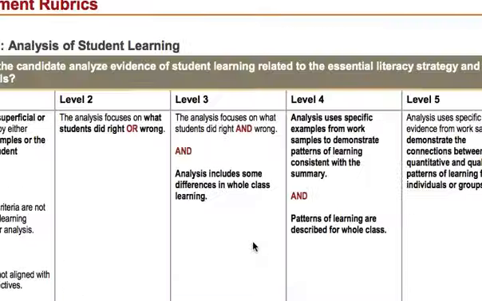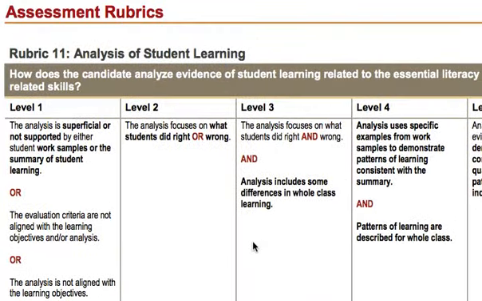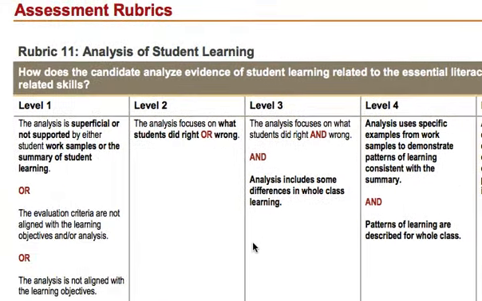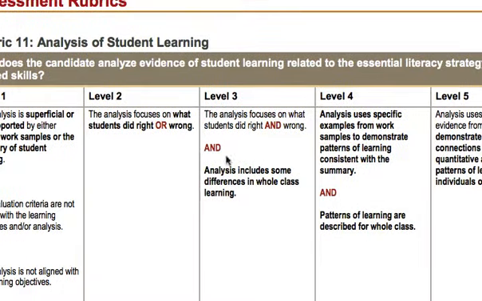Now, if we look at the rubric that goes with this, how does the candidate analyze evidence of student learning related to the essential literacy strategy and related skills? Level 3, right? This is what you're going for. Analysis focuses on what students did right and wrong. They asked you to do that. I don't know why you wouldn't. Again, the bar is set pretty low.